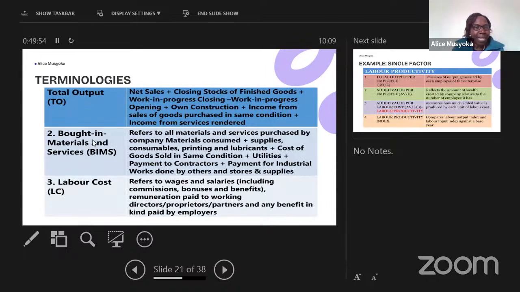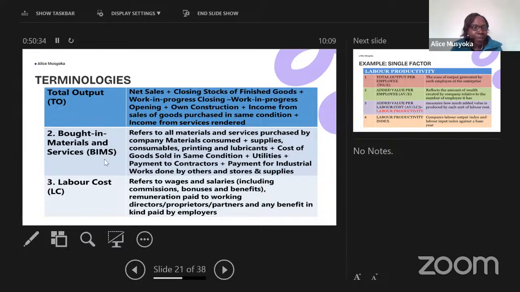So we look at terminologies that we are using in calculating the productivity. We have looked at added value. Now we look at other terminologies such as total output. How do we calculate total output? We are looking at net sales plus closing stocks of finished goods plus work in progress closing minus work in progress opening plus on construction plus income from sales of goods purchased in same condition plus income from services rendered.